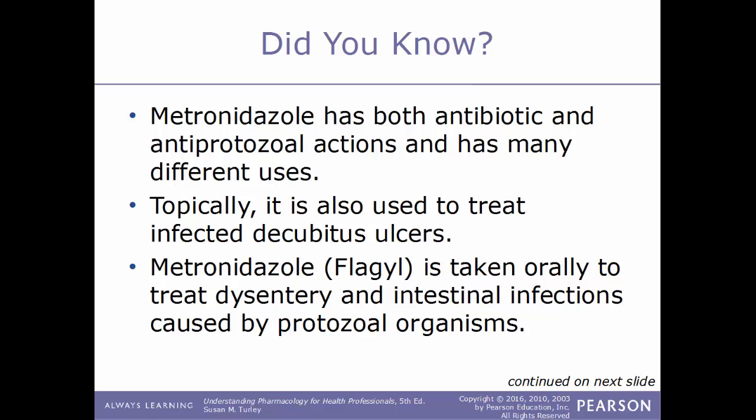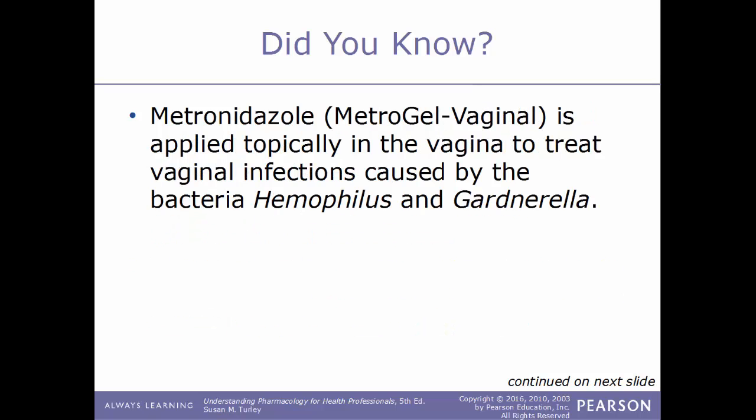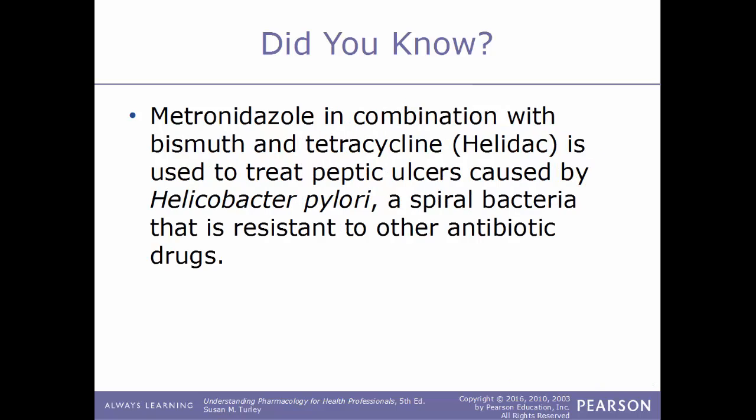Topically, it's also used to treat infected decubitus ulcers, which are bed sores. The trade name Flagyl is taken orally to treat dysentery and intestinal infections that are caused by protozoal organisms. And Metrogel vaginal is applied topically in the vagina to treat vaginal infections caused by the bacterium Haemophilus and Gardnerella. Now, metronidazole, in combination with bismuth and tetracycline, is used to treat peptic ulcers caused by H. pylori, a spiral bacteria that is resistant to other antibiotic drugs.